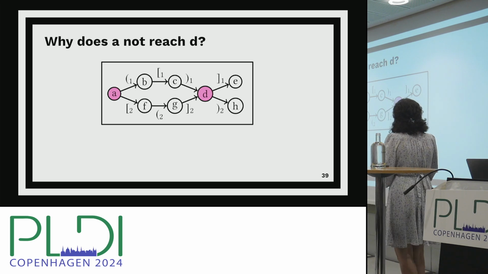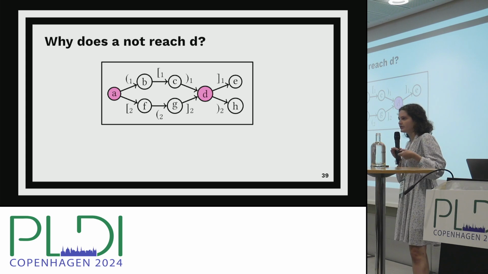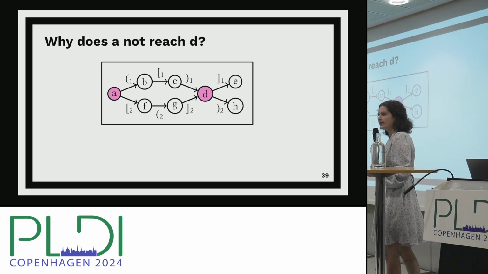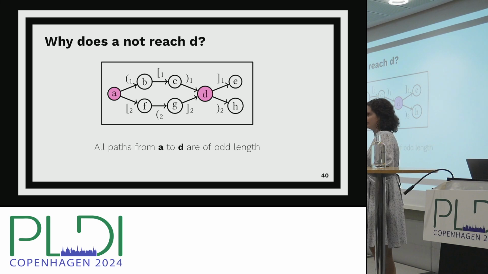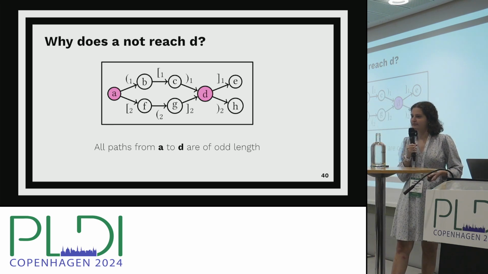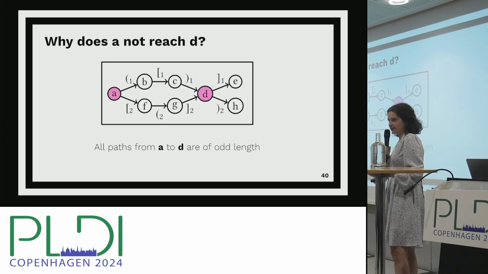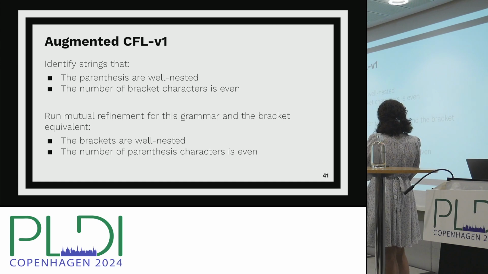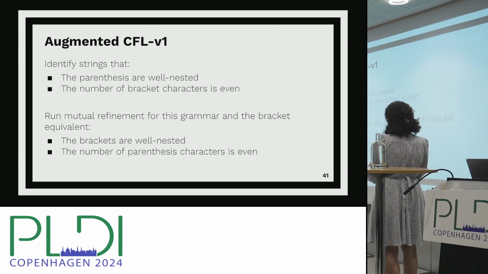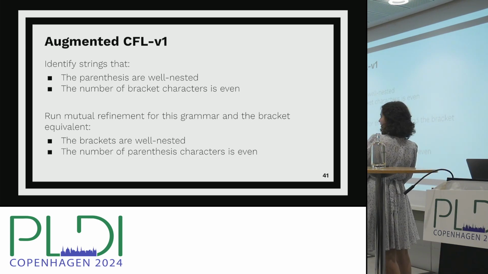So let's look at this previous example of mutual refinement and try to come up with a reason why A will never reach D, kind of an easy excuse that we could just incorporate into a CFL. An easy property of these Dyck languages we can exploit is that they're always even. When we add parentheses, we're adding 2 of them at a time. Since these paths all have odd length, they're never going to be valid interleaved Dyck paths, right? So now, instead of our CFL identifying strings where the parentheses are well nested, we're going to identify strings where the parentheses are well nested and the number of bracket characters is even.